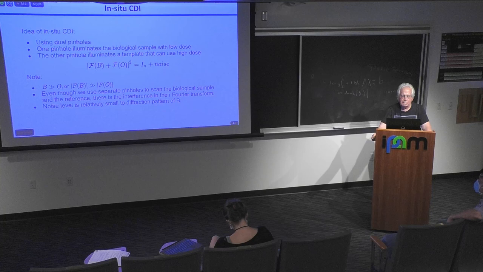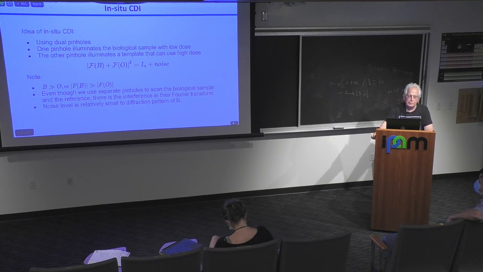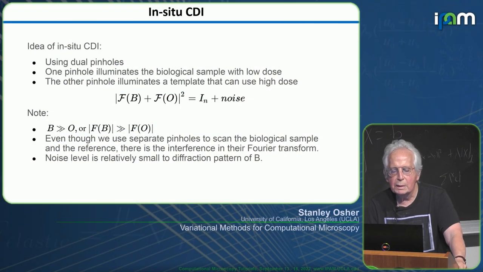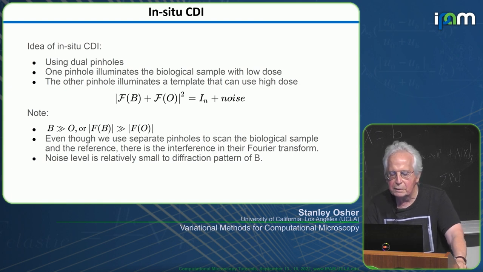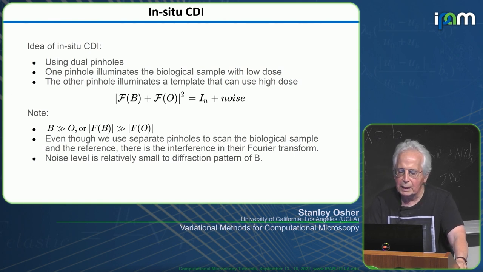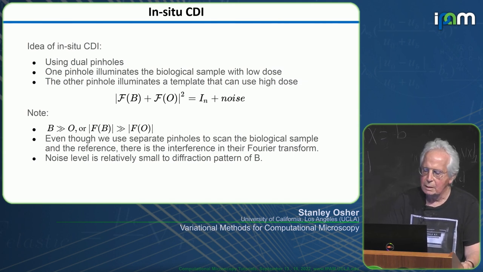Okay, so in situ CDI. Here we go. So the idea, I think you guys did it about 3 years ago, use dual pinholes. One pinhole illuminates the biological sample with a low dose. The other pinhole illuminates a template that can use a high dose. Okay, when you compute the result, you get the absolute value, you get the Fourier magnitudes plus noise. Even though you use separate pinholes to scan the sample, there's interference in the Fourier transform. The noise level is small in the diffraction pattern of B. So we use that fact to try to figure out what the biological sample looks like, which has a lot of noise. Okay, next.